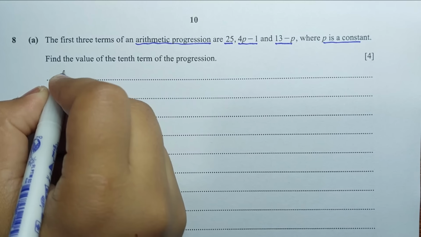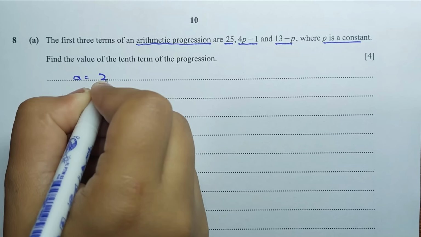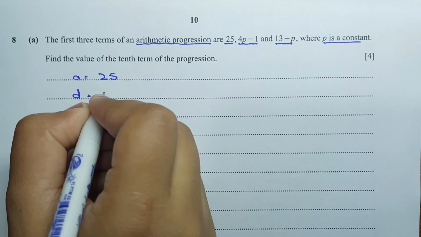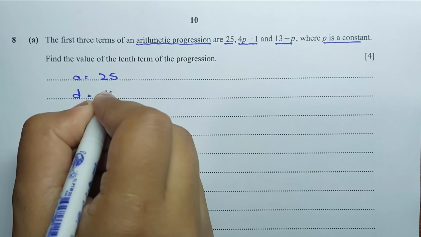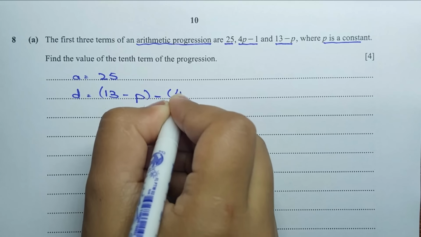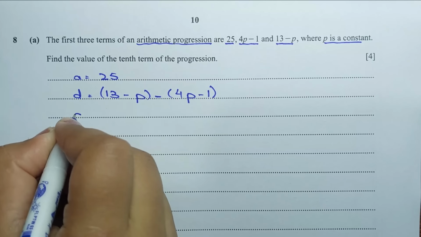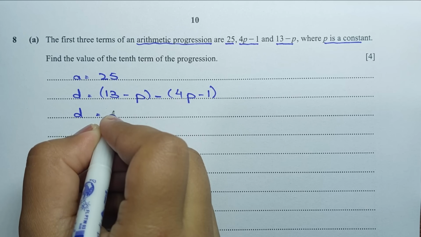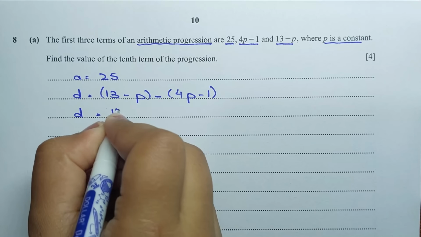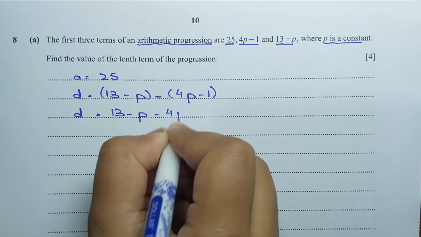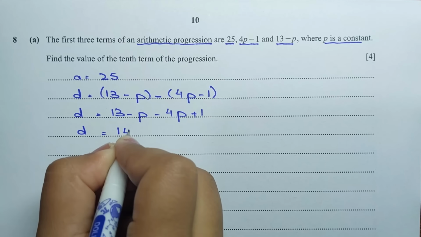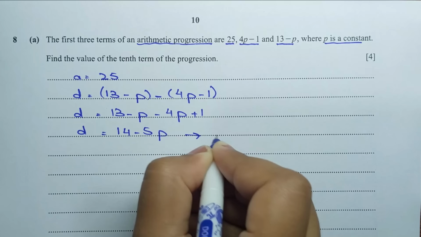So the first term, a, would be equal to 25, and what is d? D is 13 minus p minus 4p minus 1. So d would be 13 minus p minus 4p plus 1. So here d is 13 plus 1, which is 14, and minus 5p. This is the value of d.